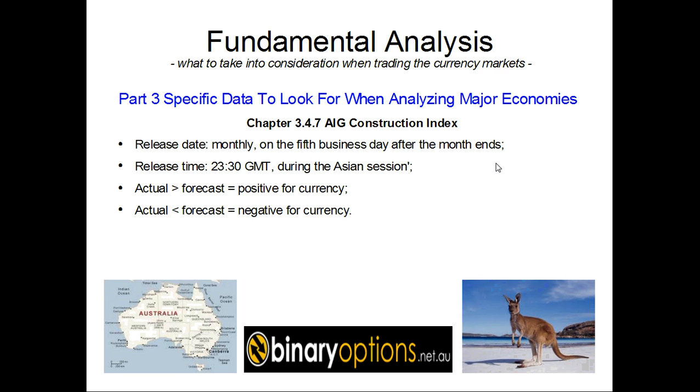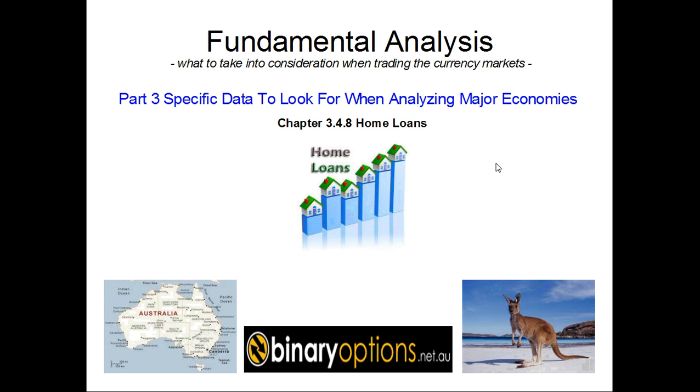Until then, let's make a short recap on the AIG construction index. The release date is monthly on the 5th business day after the month ends. The release time is 23:30 GMT during the Asian session, and if actual is higher than the forecast, then this should be viewed as positive for the currency, buy calls, and if the actual is lower than the forecast, then this should be viewed as negative for the currency, so buy puts. Let's move on with home loans.